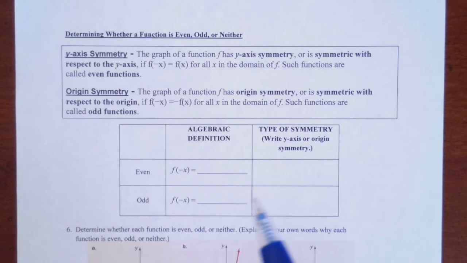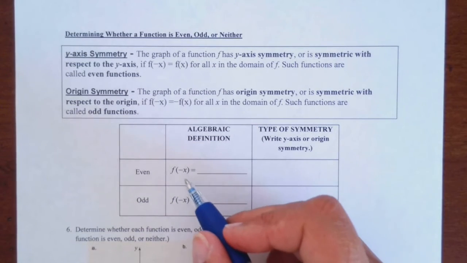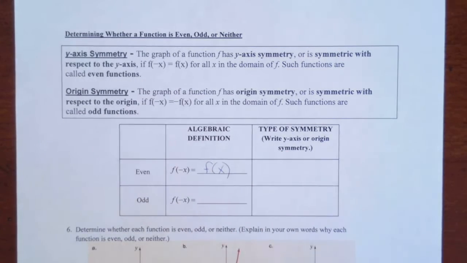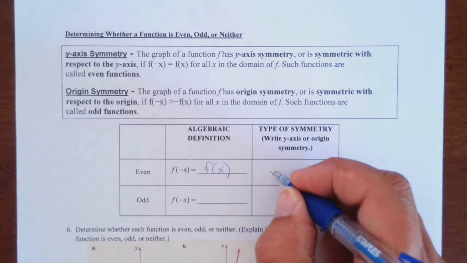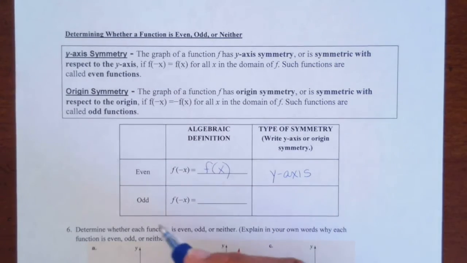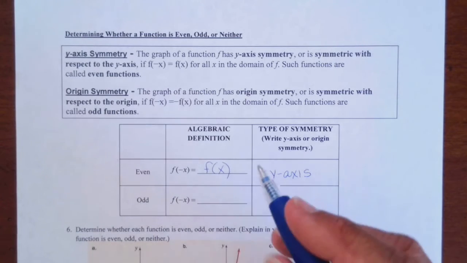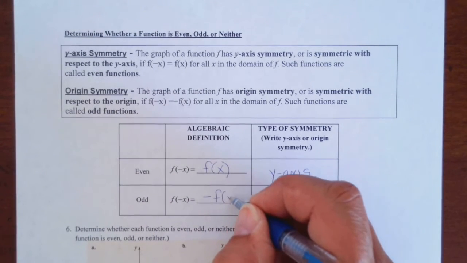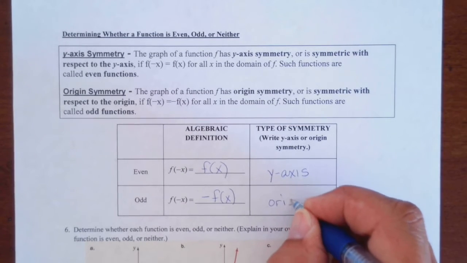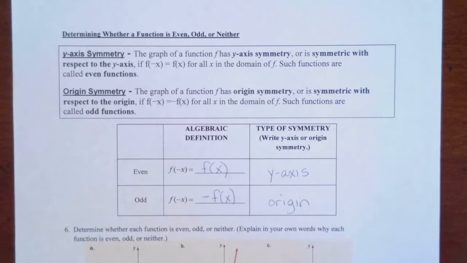Okay, so here's the algebra definition that we just did up there. Even would mean that f of negative x equals the original y value, which is f of x, and this is y-axis symmetry. To be an odd function, f of negative x would be the opposite of y, which is negative f of x, and that would be origin symmetry. So notice there is no x-axis symmetry. I mean, you can have it, but not on here.